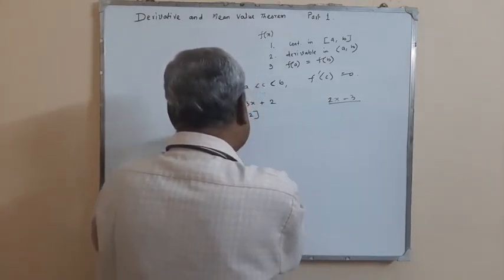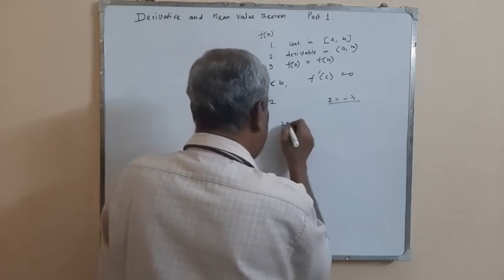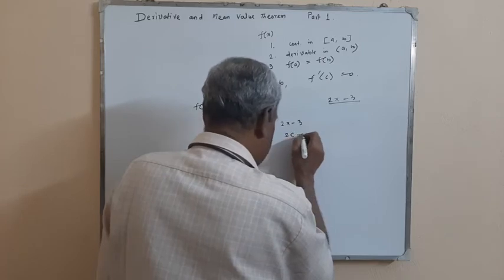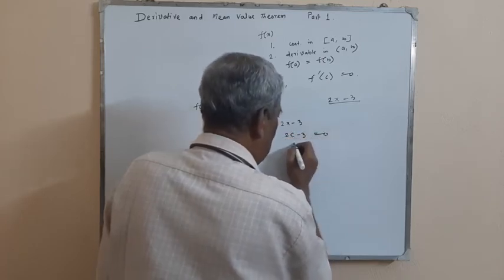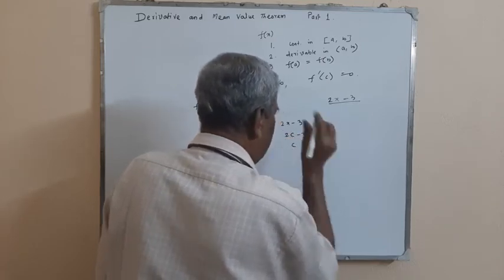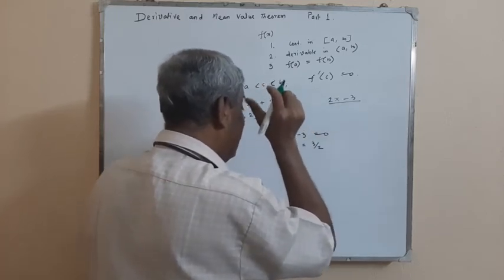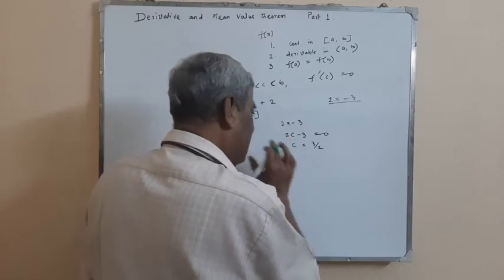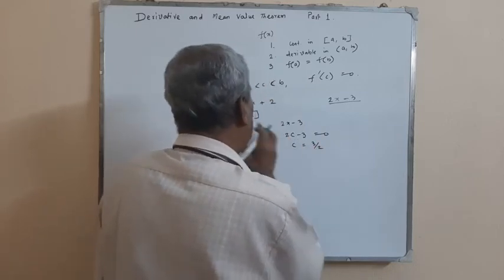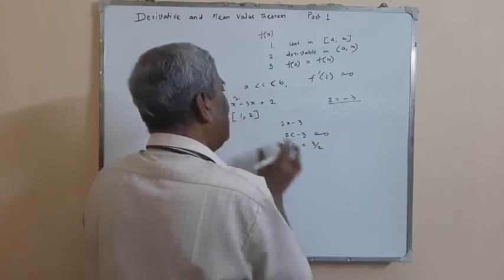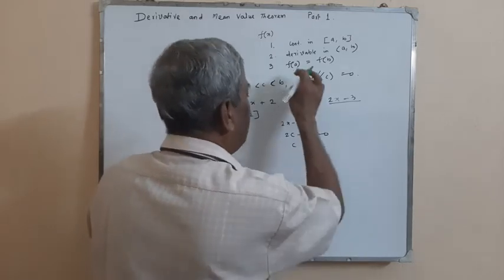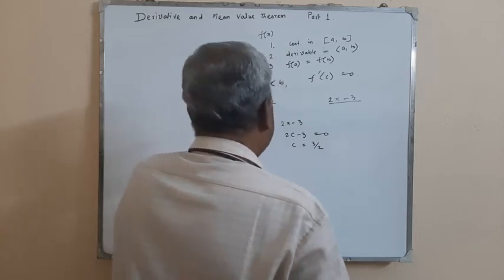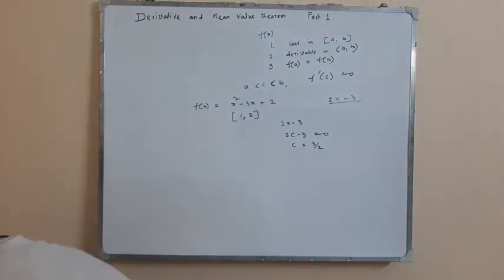Now f dash x is equal to 2x minus 3. F dash C is 2c minus 3 is equal to 0. So C is equal to 3 by 2. At least one point is there within 1 and 2 where we get C as 3 by 2. Obviously it is within that interval where the derivative is 0. This is the meaning of the theorem.